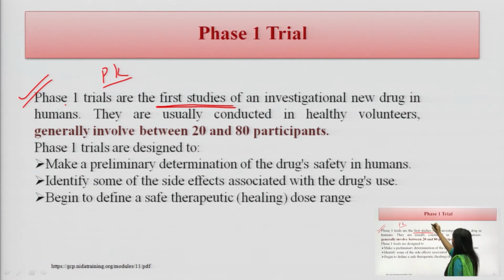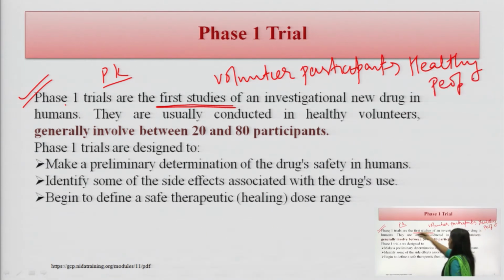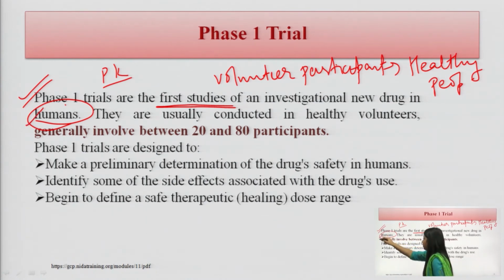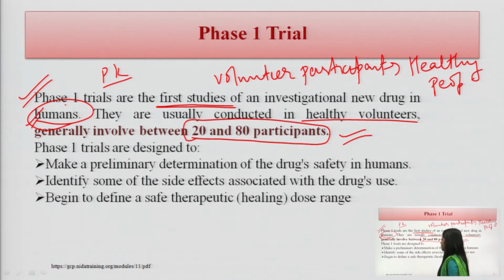In this, we are taking voluntary participants. Who are the voluntary participants? Of course, they are healthy people. So, phase 1 trials are the first studies of the investigational new drug in humans, as part of clinical investigation. They are usually conducted in healthy volunteers, as I told you, between 20 to 80 participants. So, their number is 20 to 80.